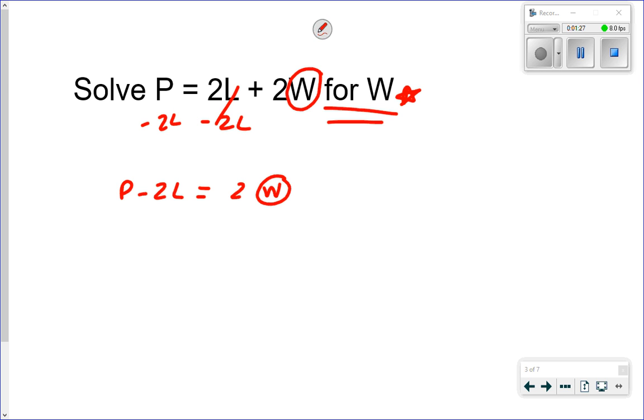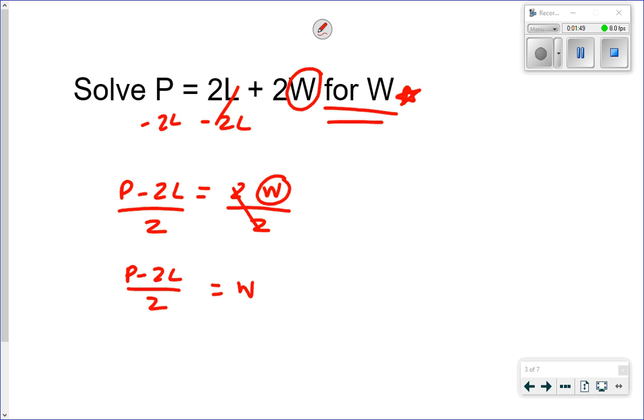Okay, now I'm a step closer to getting W by itself, but not quite. So the 2 and the W are attached by multiplication. The opposite of multiplying is dividing. So I need to divide by 2. On the right-hand side, I'm left with W. On the left-hand side, I've got P minus 2L over 2.